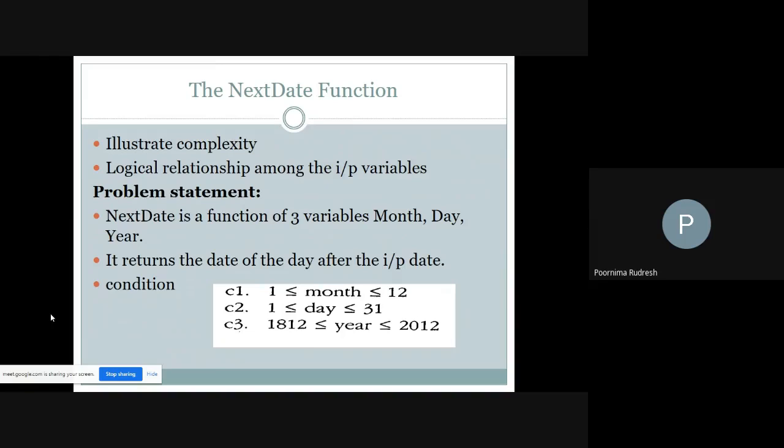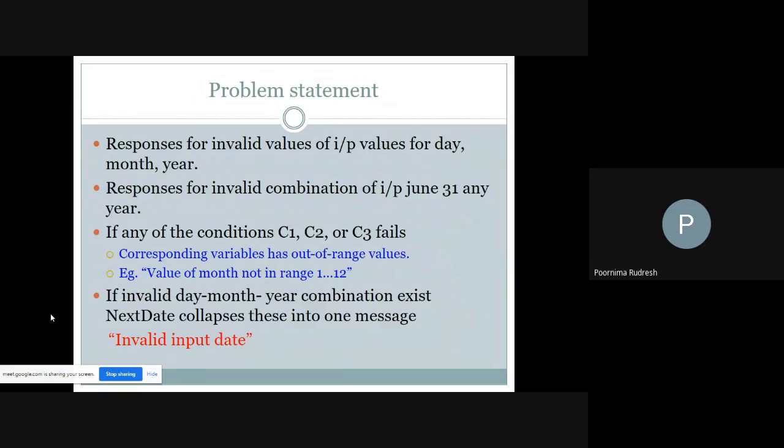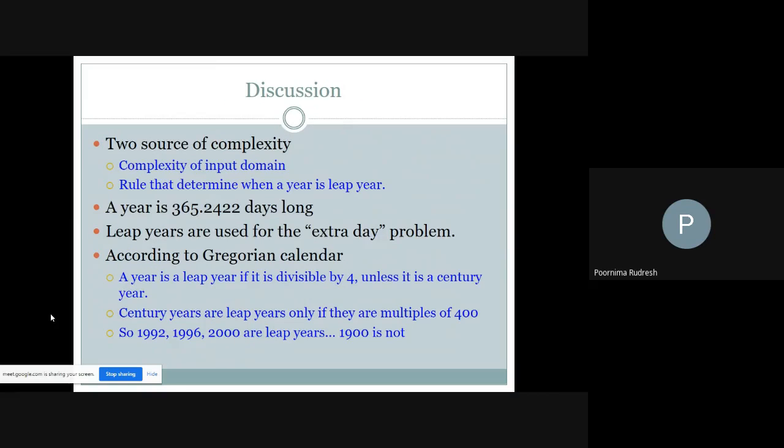Two conditions fail, right? The C2 condition fails and the C3 condition also fails, then it will give the error message as invalid input date. Understood? So we need to specify these conditions C1, C2, C3 in the program or in the pseudocode. So here, when we are talking about the complexity for the next date function, there exist two sources of complexity. One is the complexity of the input domain, and the other one, which we have not discussed, is the leap year.